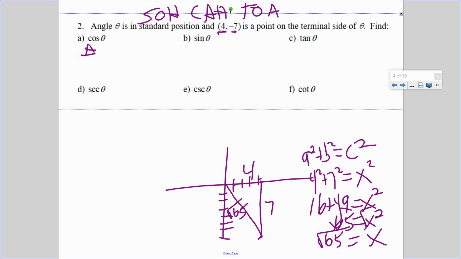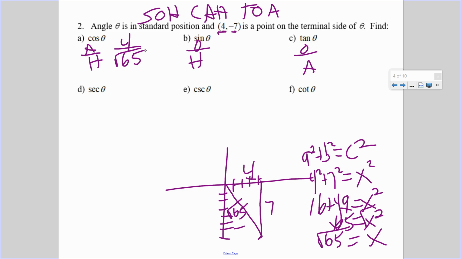Cosine is A over H. Sine is O over H. Tangent is O over A. A over H is 4 over root 65. Sine is O over H, which is 7 over root 65. O over A is 7 over 4.